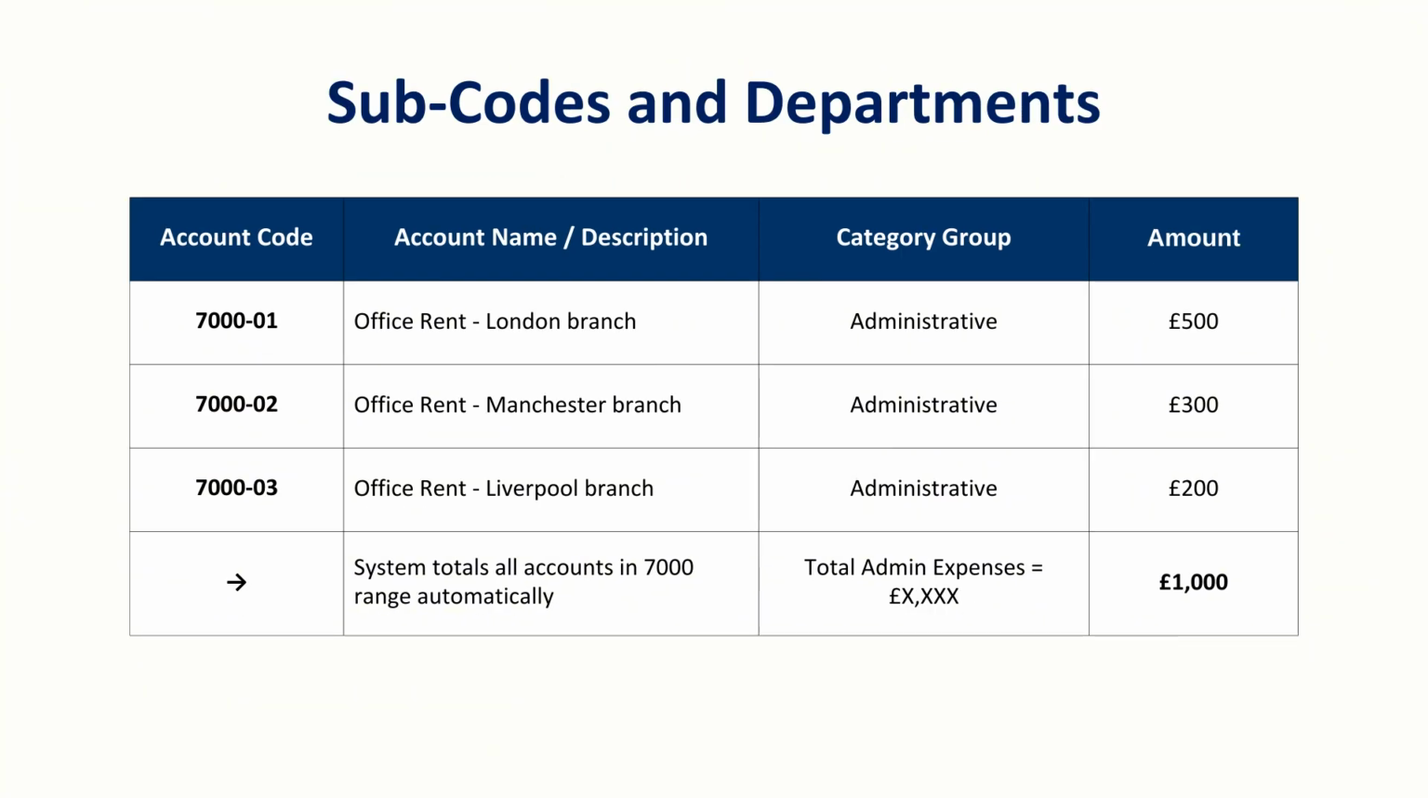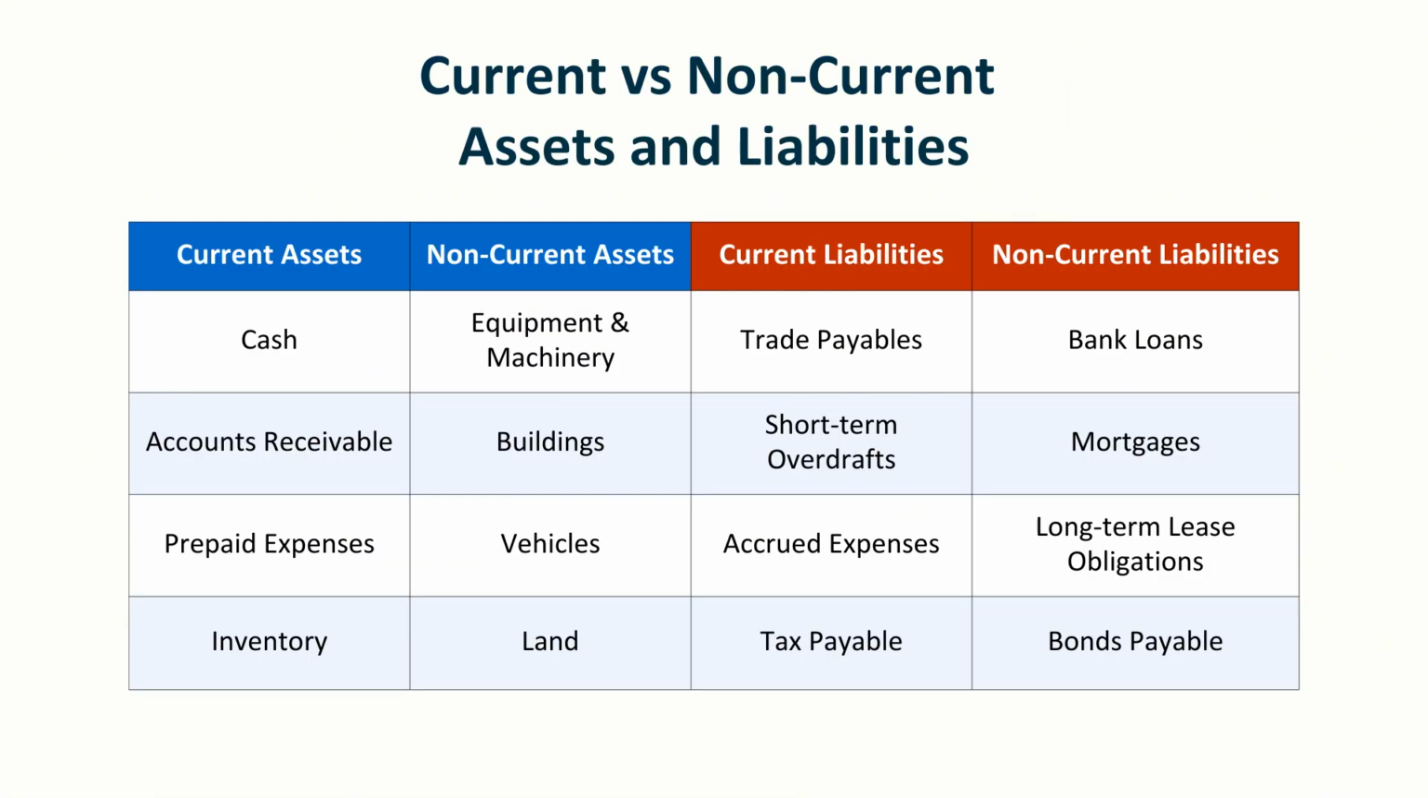In larger businesses, codes can have more detail. For an example, 7000-01 might mean office rent, London branch. 7000-02 could mean office rent, Manchester branch. The first part of the code shows the type of expense, and the second part identifies the department, project, or location. Let's look at what those codes represent in real terms.